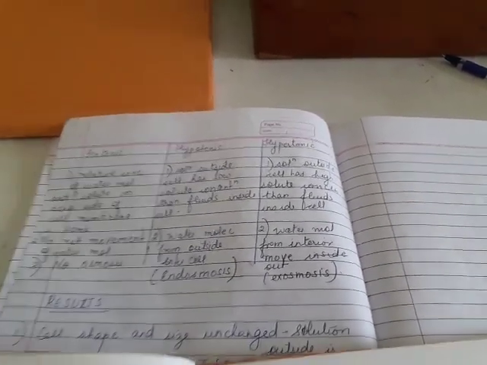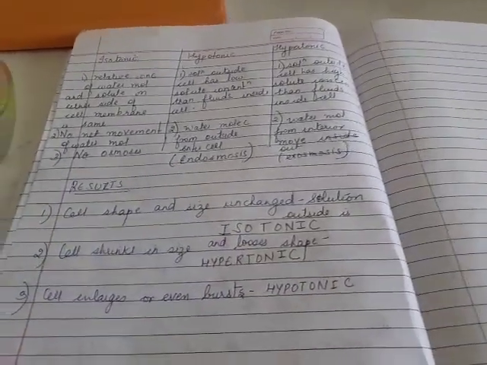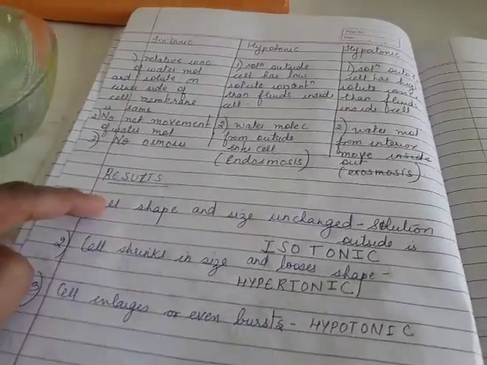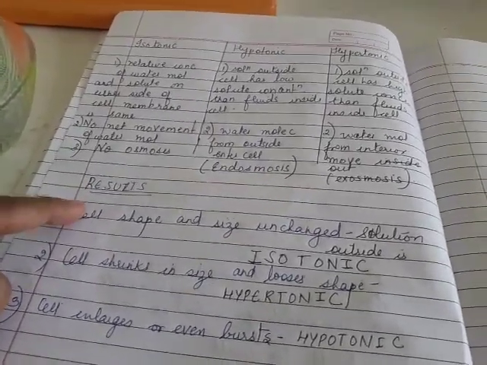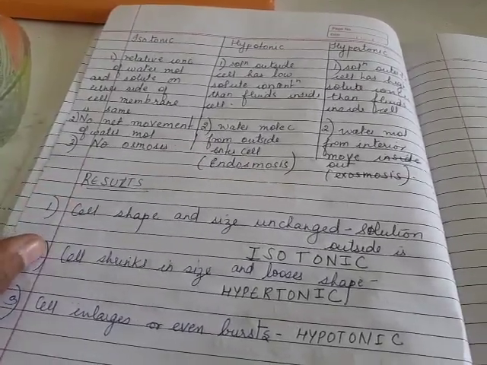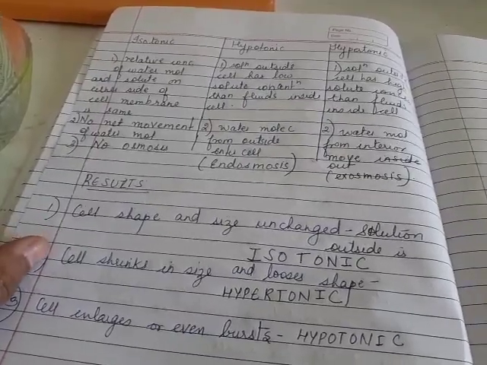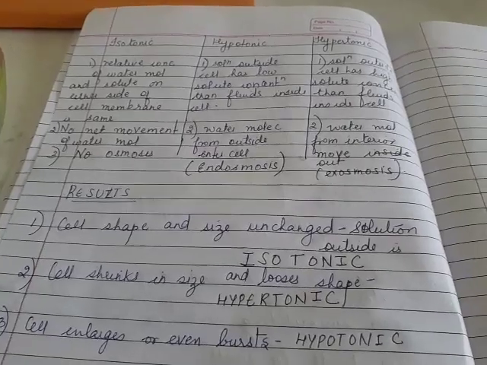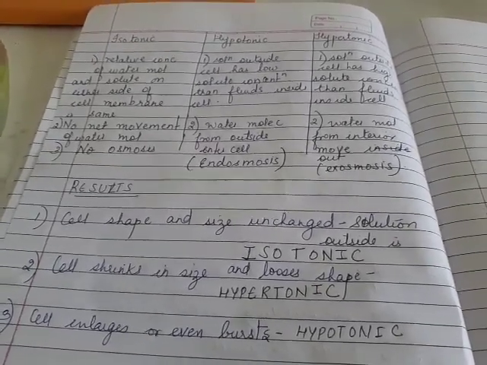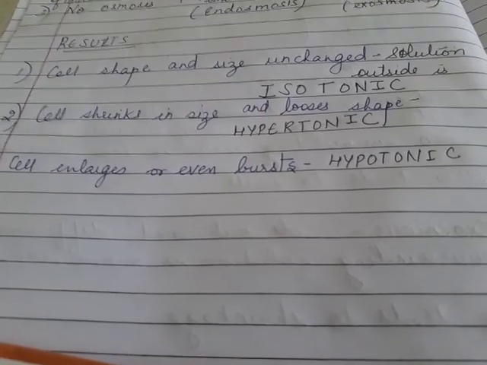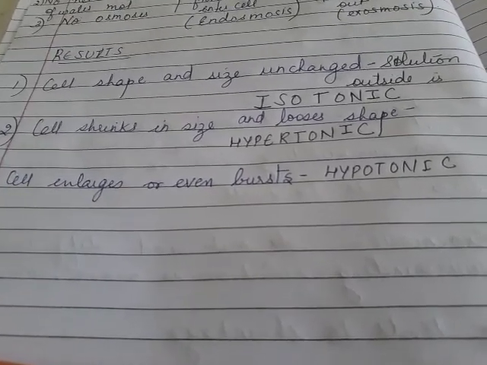Finally we can say that the result of all this is: if the cell shape and size is unchanged, the solution outside is isotonic. Which cells? Cells inside the root, cells inside the plants. And if the cell shrinks in size and loses shape, the solution outside is hypertonic. And if the cell enlarges or even bursts under some conditions, then the solution outside is hypotonic.